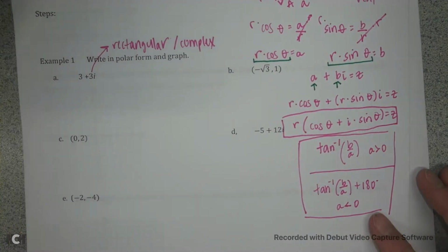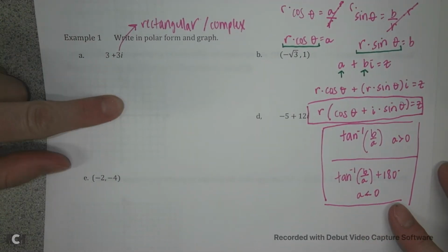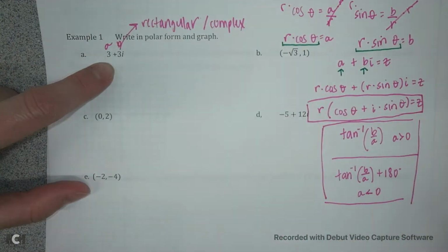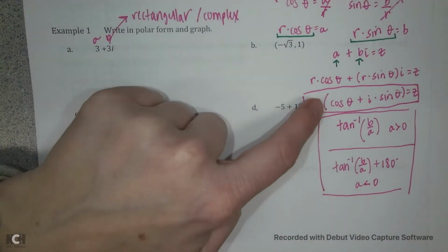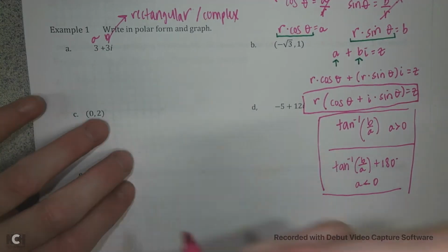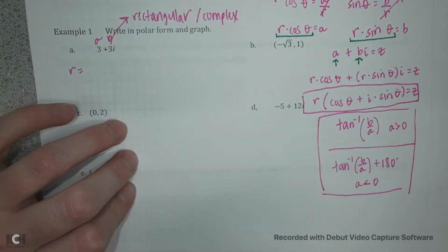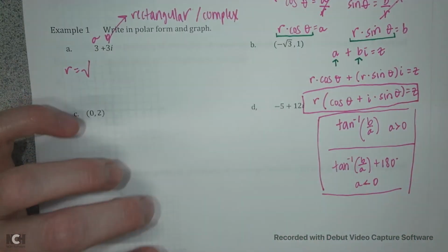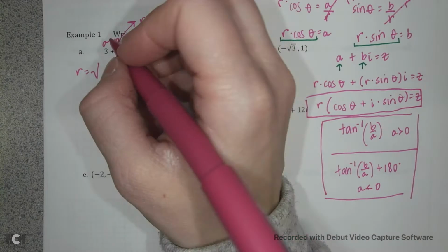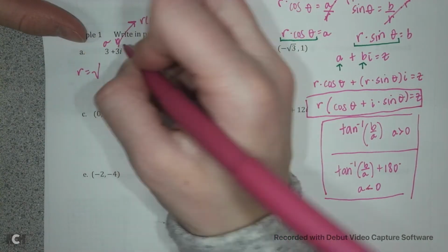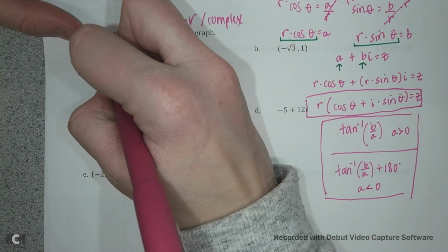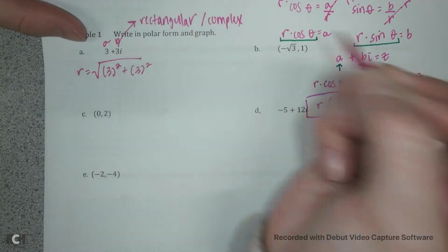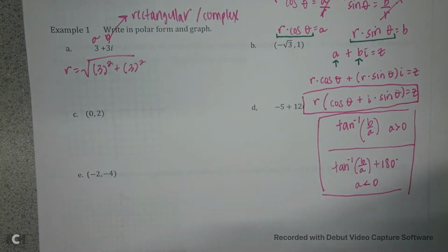All right, so now let's look at an example. On this one, my a is 3 and my b is also 3. So the first thing I'm going to do is figure out my r. If you remember from a few videos ago, r is your modulus, whatever it's called. But that's basically using the Pythagorean theorem. So we want to square root our real and our imaginary after they've been squared. So 3 squared and 3 squared. And then you can just plug that into your calculator.